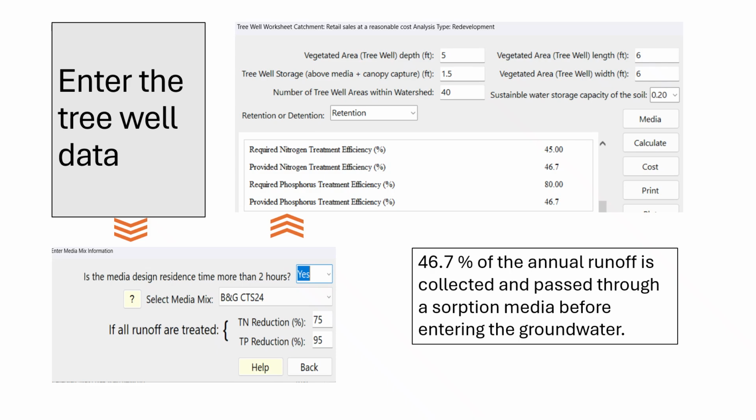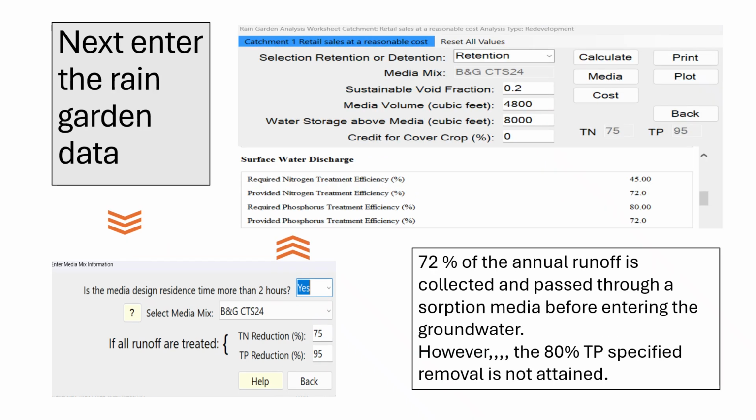These tree well systems also frequently act as a primary treatment stage, with the runoff then flowing into follow-on systems, such as rain gardens. Focusing on the rain garden data, we find that 72% of the annual runoff is collected and passed through absorption media before it enters the groundwater. However, while this is a significant amount, it does not achieve the specified 80% total phosphorus, or TP, removal target. This means it's crucial to incorporate additional removal mechanisms, such as those provided by tree wells, to meet that 80% discharge performance standard for TP.